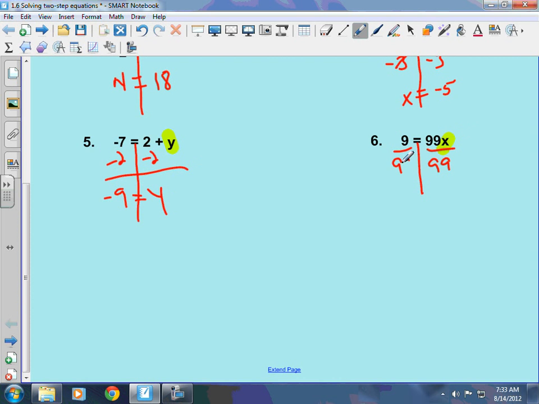Now you have to be careful here. 9 divided by 99 is not 11. Anytime the big number is on bottom of your fraction, the denominator, you will not have an integer. You will have a fraction. 9 goes into both these numbers. 9 goes into 9 1 times. 9 goes into 99 11 times. So 1 over 11 equals X. Okay?